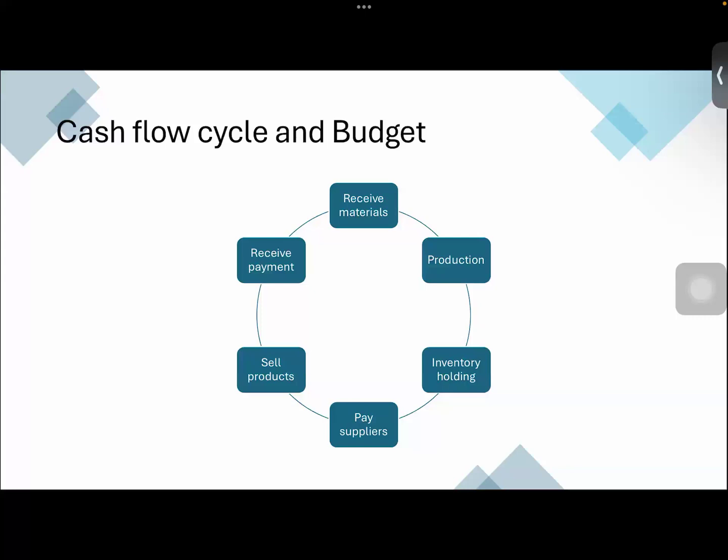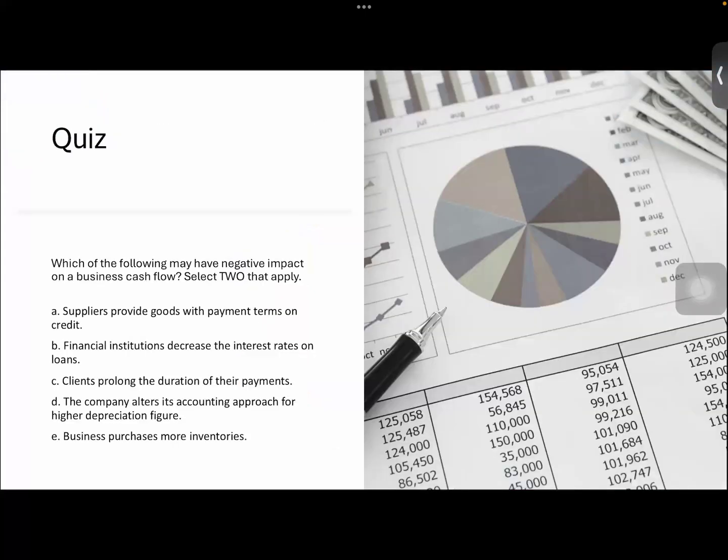And to test your ability in this area, I have a question. Which of the following may have negative impact on a business cash flow? You need to select two correct answers. Option A, supplier provides goods with payment term on credit. Option B, financial institutions decrease the interest rate on loans. Option C, the client prolongs the duration of debt. D, the company undertakes a cutting approach for higher depreciation figure. And E, business purchases more inventory. You need to select two options that have negative impact on the cash flow. So take your time and let me know your answer in the chat.